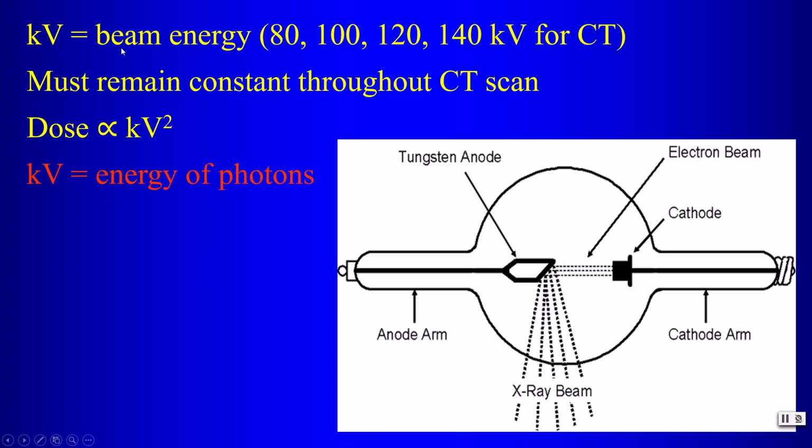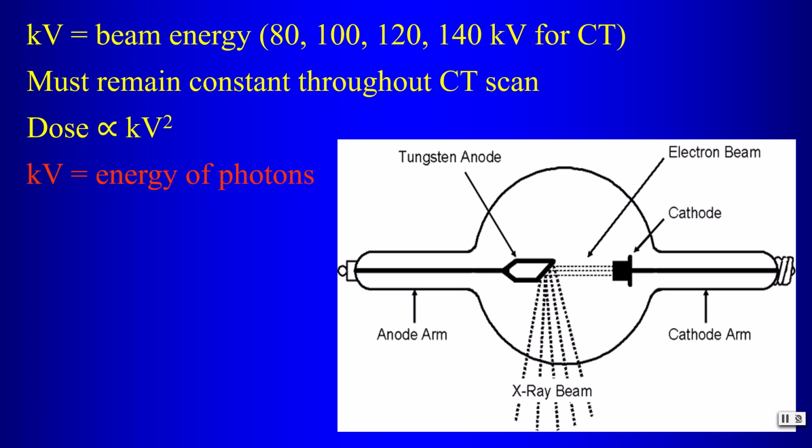Now the kV is the beam energy for the X-ray beam, and it's actually the peak energy, so it should be kVp, the peak energy. And on a CT scanner, these have to be preset, and you only have certain numbers to choose from. These are the numbers that are usually available to you, kVp of 80, 100, 120, or 140 for a CT scan. And these usually remain constant throughout the CT scan, unless you're doing dual energy CT, where on particular models that can change, but usually these are kept constant throughout the CT scan.